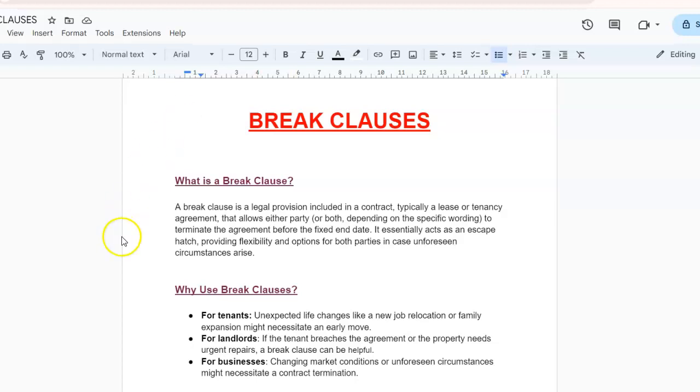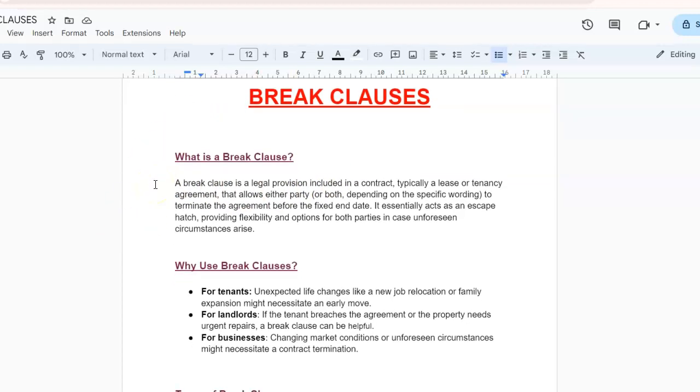So first things first, what is a break clause? A break clause can be defined as a safety net that is woven into a contract, as it allows either party, usually with some conditions, to terminate the agreement before the fixed end date. You need to think of it like an emergency exit in a building. You hope you never need it, but it's always good to know that it's there.